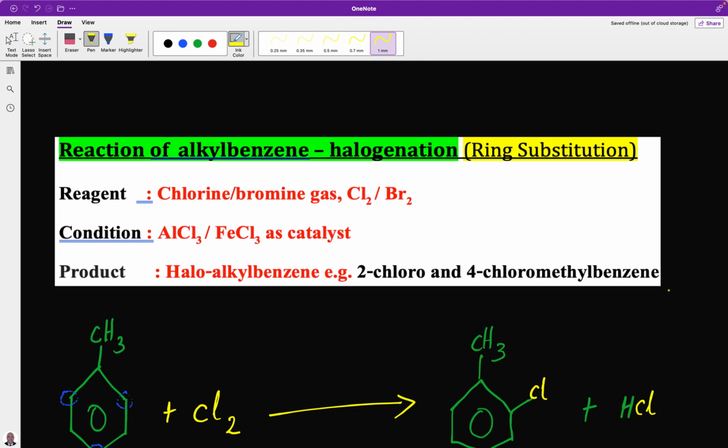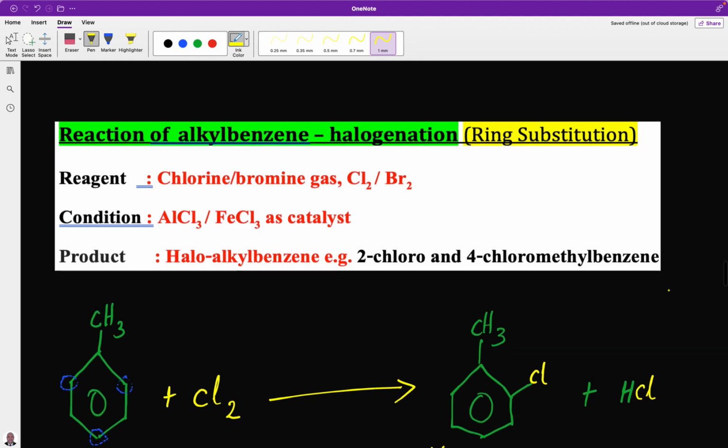alkylbenzene can undergo halogenation, but the type of halogenation that the alkylbenzene will undergo will depend on the reaction condition. Now, this is halogenation using a halogen carrier. Either you use aluminum chloride or iron 3 chloride as a catalyst. When you use aluminum chloride or iron 3 chloride as a catalyst, the substitution is going to be directly on the benzene ring.